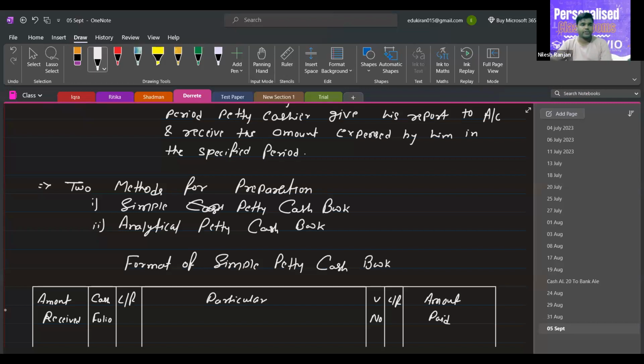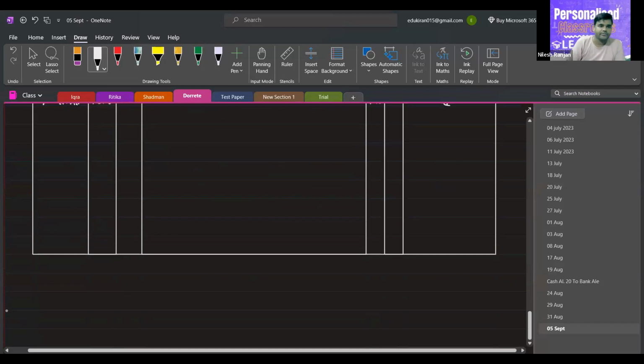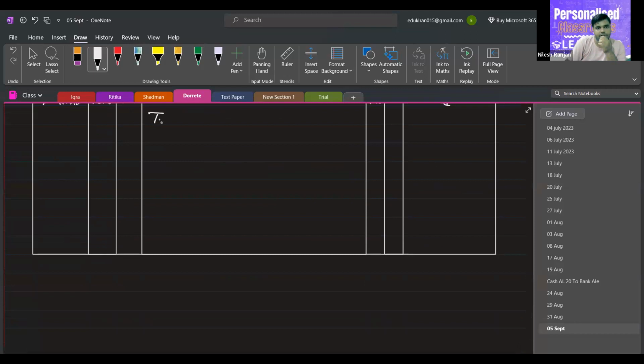In this, you will write the amount received here, like from bank or cash account. You will write the amount here. After this, you will pay all the expenses, so you will write all the expenses here on the right side.